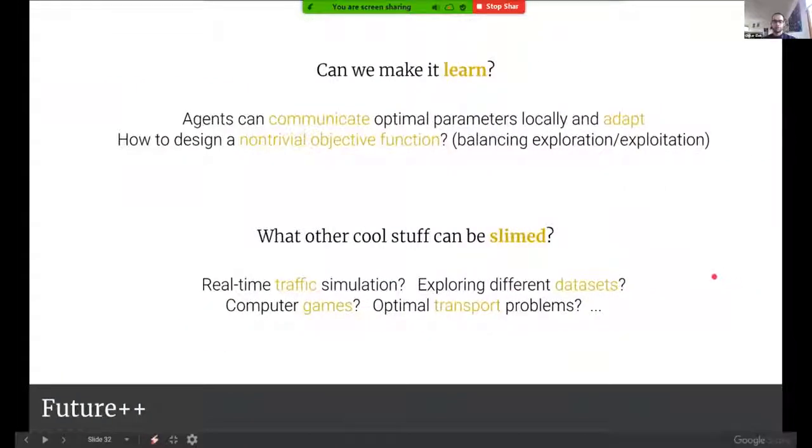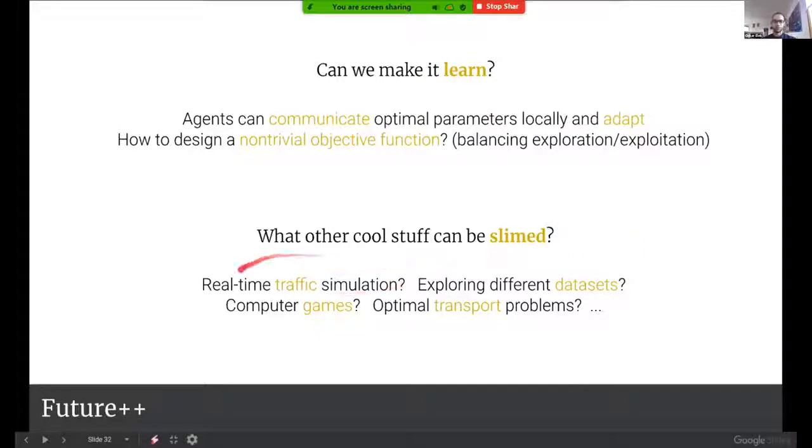So the question that we're asking ourselves is, can we actually make it learn? Right now it's just a model that we are fitting by hand. We have some idea about the kind of energy of the fit, but definitely nothing principled. So if you have suggestions about how we could improve this to make it more adaptive to the structures, that would be really appreciated. And also, we are looking for other cool stuff that can be slimed.